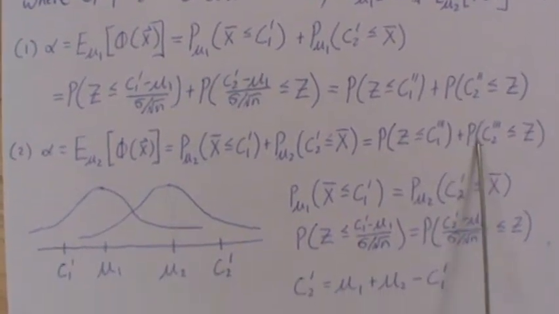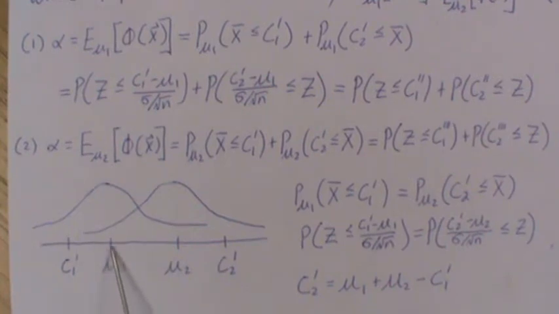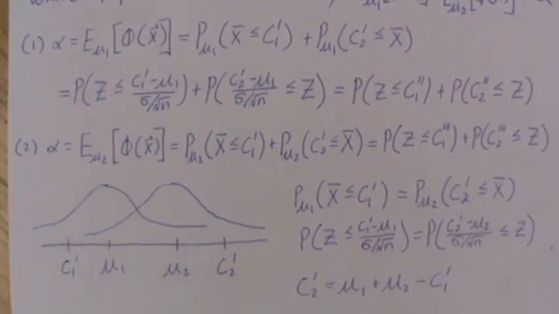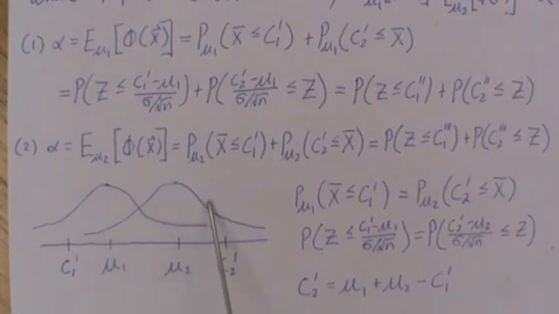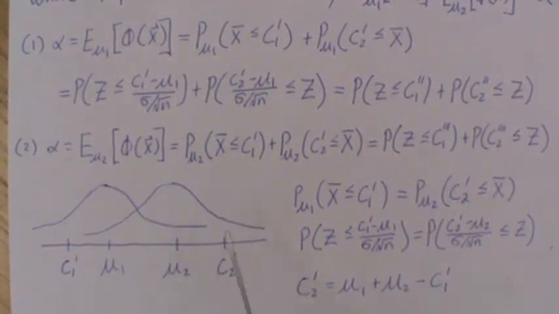So let's draw a picture of what we've done so far. If mu1 is the true mean, that means our normal distribution looks like this, and then C1 prime is some value less than that. If mu2 is the true mean, then it's this, and then this is C2 prime over here. But notice that the variances associated with these normal distributions are the same.